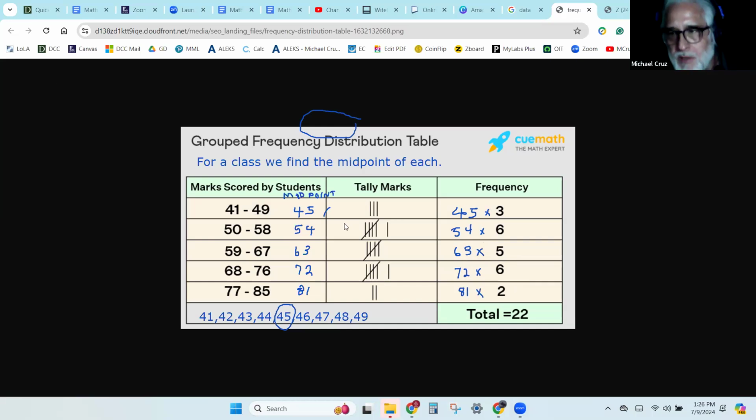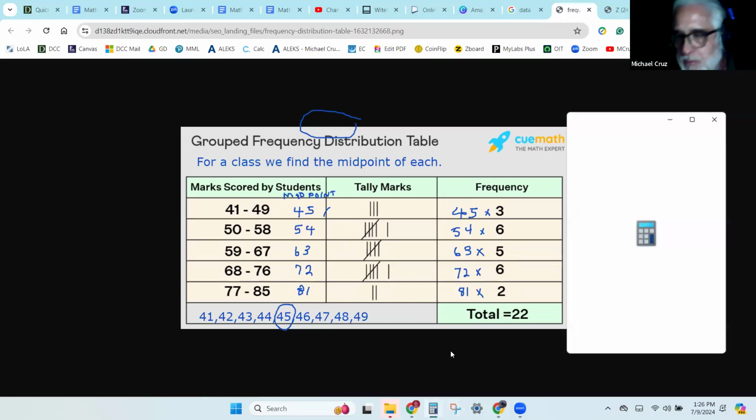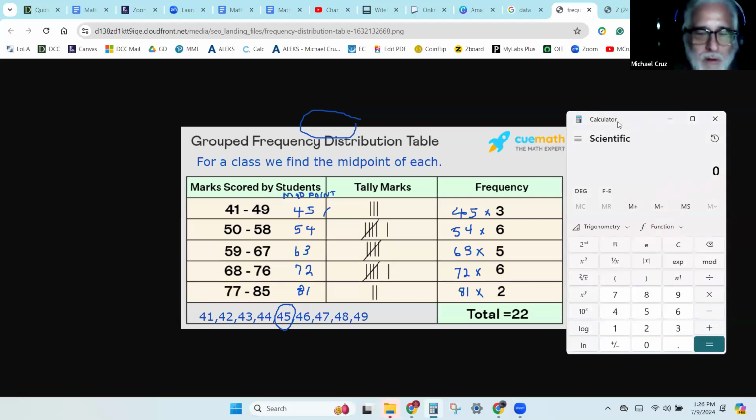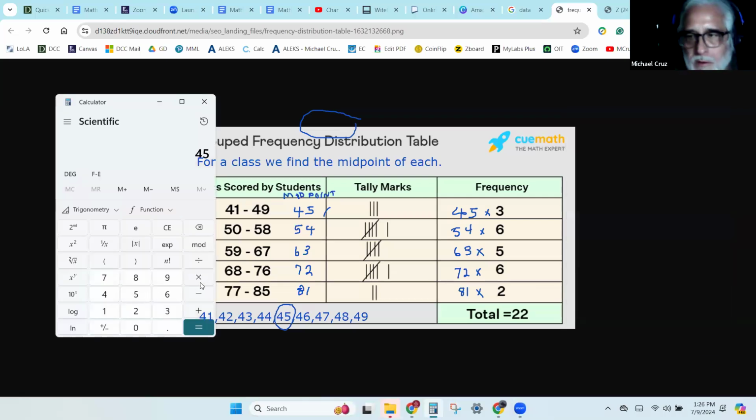45 times 3, 54 times 6, 63. Okay, so let's just do that with the calculator real quick. We're almost done here. So 135. And this is your X times F again. Because see, this was your frequency, and then this was your X. We just had to make an X by creating the midpoint.